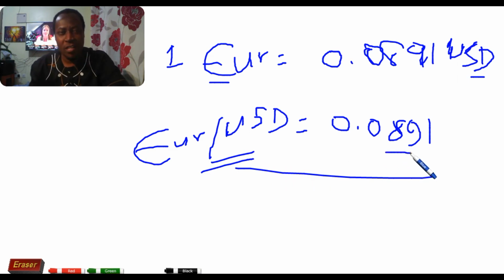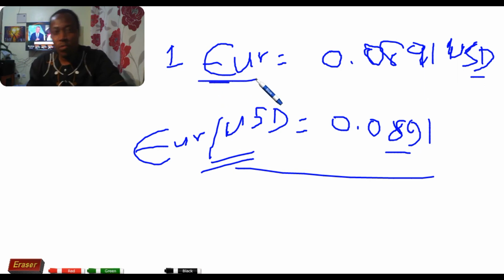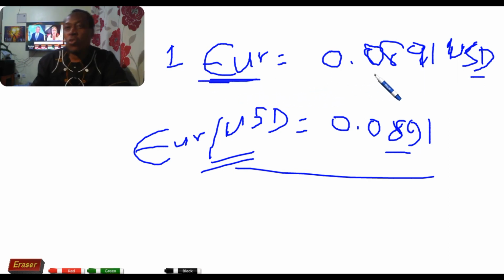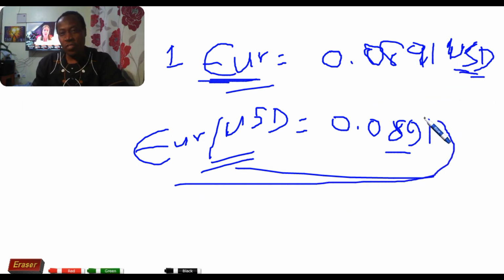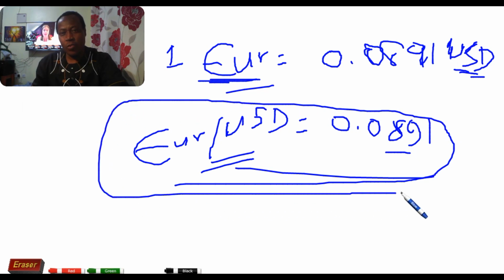But then what does it mean? It basically means here now, this is the sentence we are talking about, that 1 Euro USD is equal to 0.0891 USD. 1 Euro is the same as 0.0891 USD. That's how you read this, folks. People, that's how you read this.